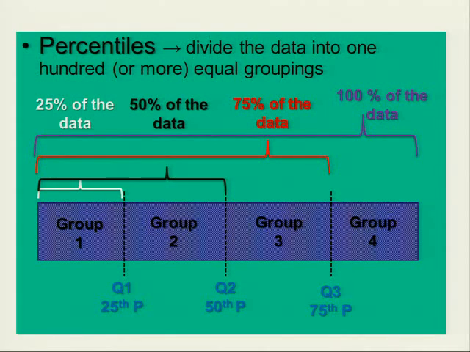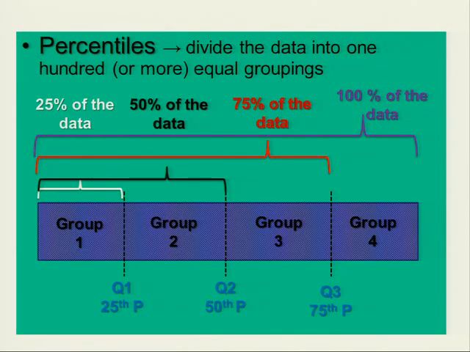Okay? And then the 75th percentile. If you have Q3, you already have the 75th percentile. And below the 75th percentile marker, I've marked that with red. Below the 75th percentile, that is where you find 75% of the data. And then 100% of the data, which I've marked with purple, is our whole set of data. The whole set of data contributes 100%.